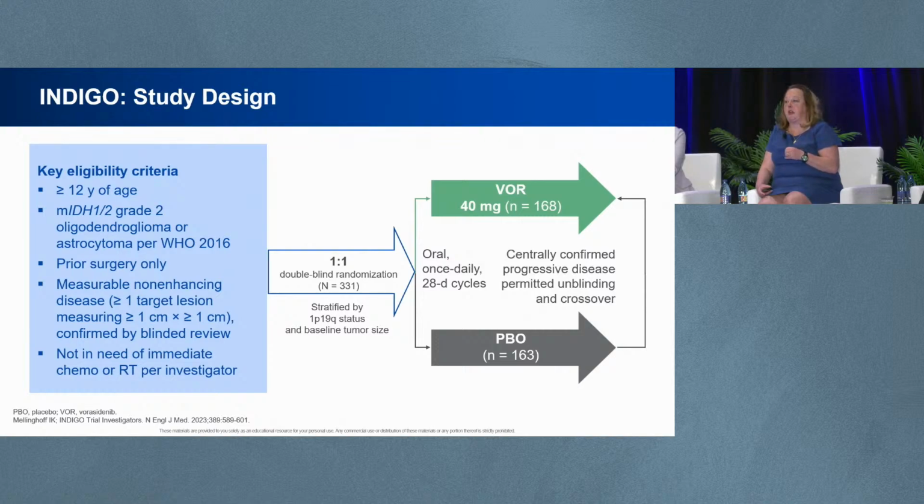331 patients were randomized in a 1-to-1 fashion to either vorasidenib versus placebo, and the primary endpoint was progression-free survival. If patients did progress, they were able to be unblinded, and if they were receiving placebo, cross over to the other arm.